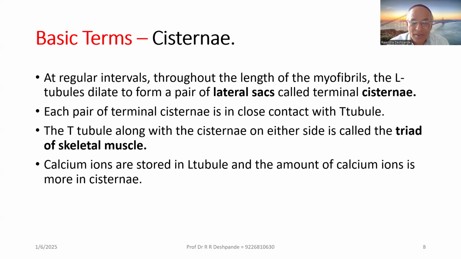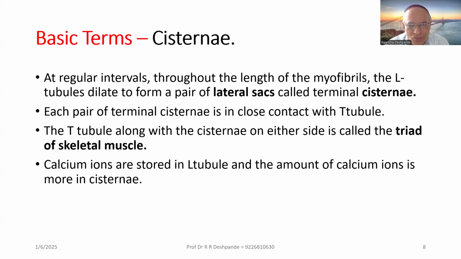Now, basic terms. Next is cisternae. What is cisternae? At regular intervals throughout the length of the myofibril, the longitudinal tubule dilates to form a pair of lateral sacs, which are called cisternae. Each pair of terminal cisternae is in close contact with the T tubules. Don't worry, we are going to show you the pictures.